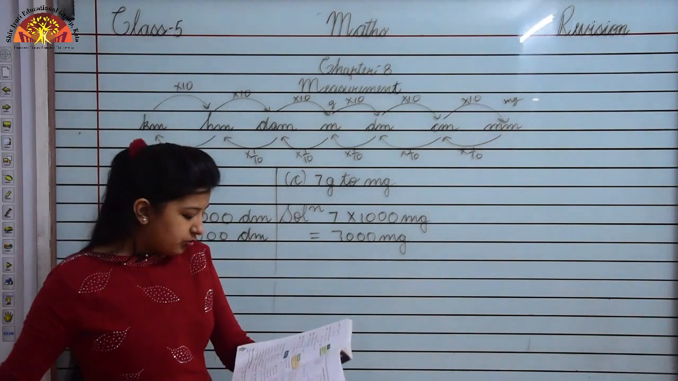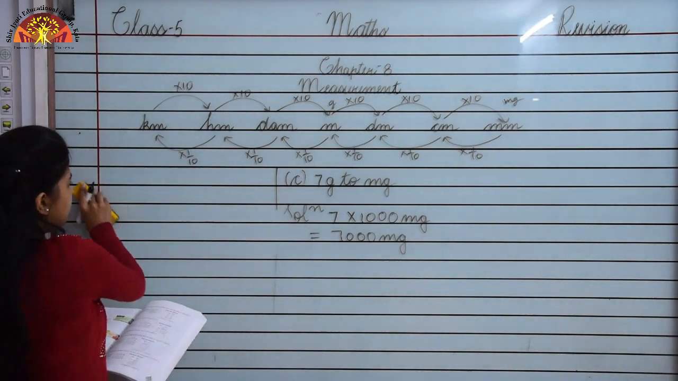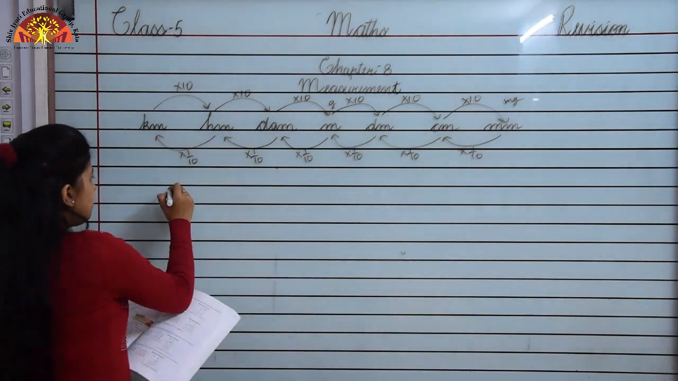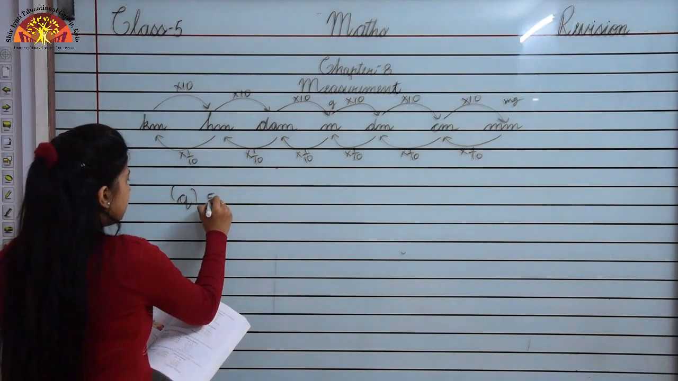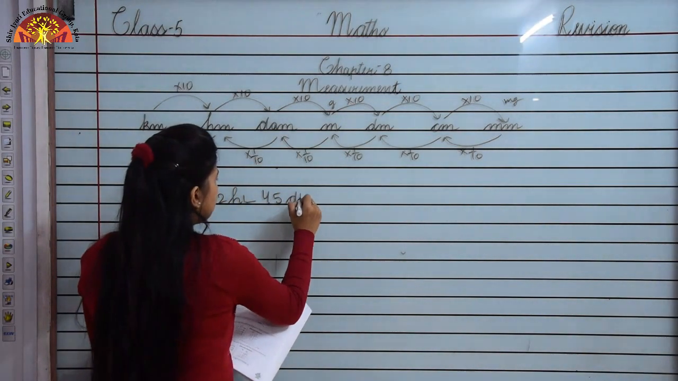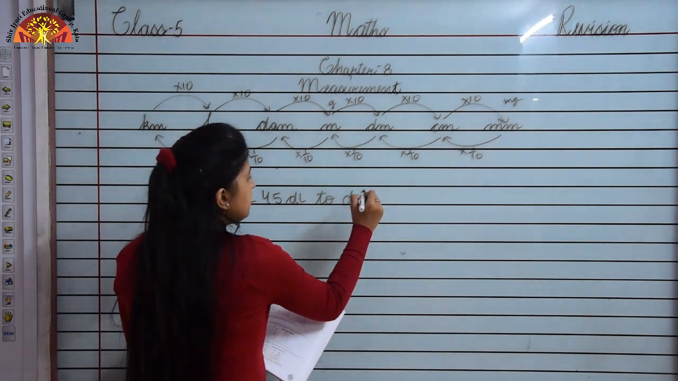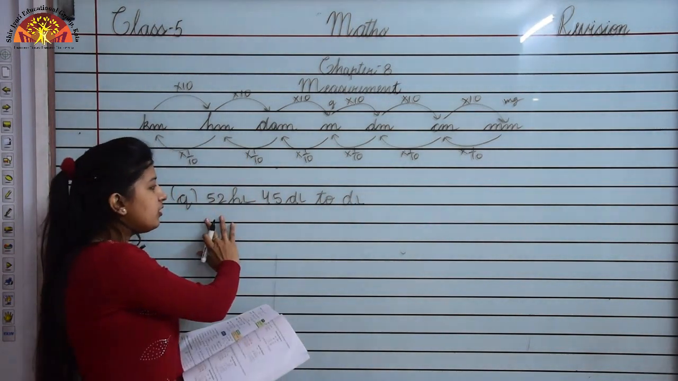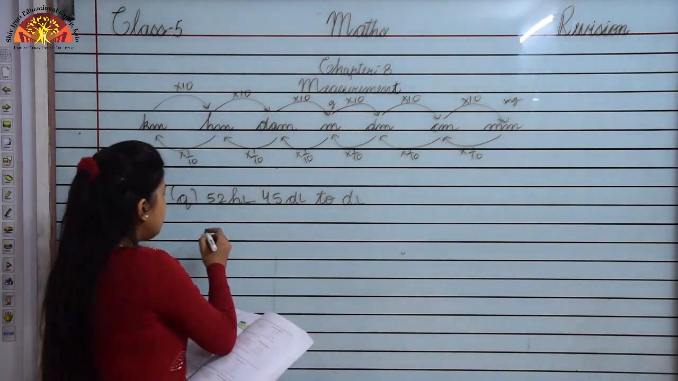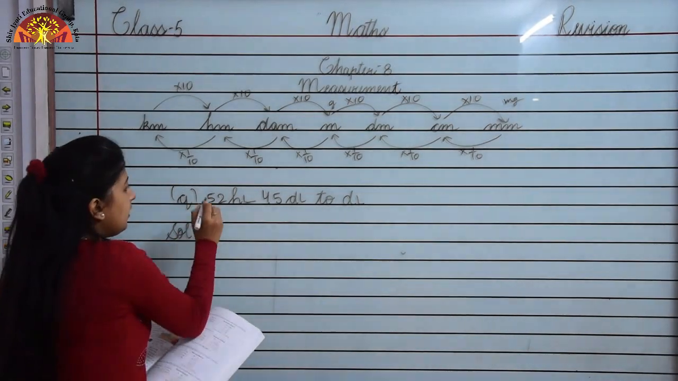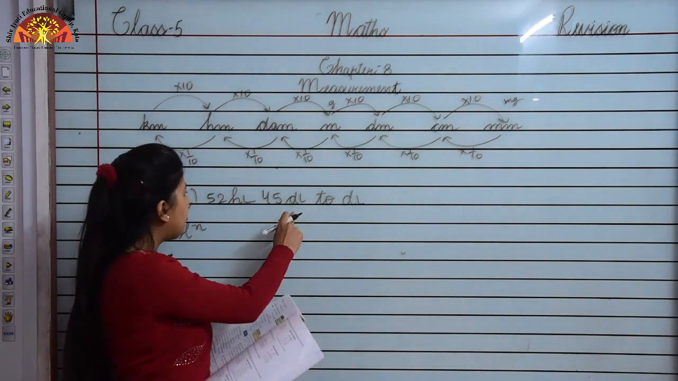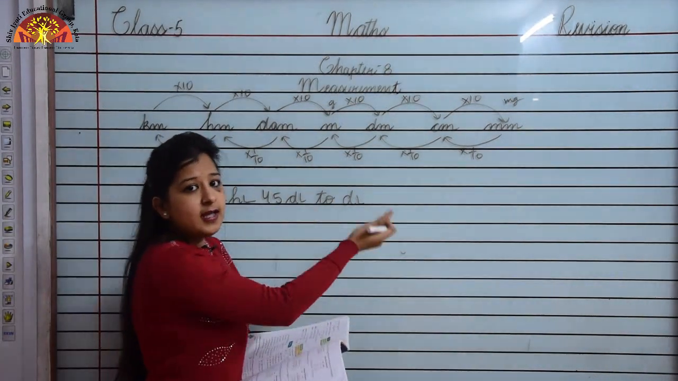Now we are going to do the Q part of this question. So Q part of this question is 52 hectoliter, 45 deciliter to deciliter. It means we have to convert the given question into deciliter. Fine. So here you can see 45 is already in deciliter. So only we have to convert 52 hectoliter into deciliter.